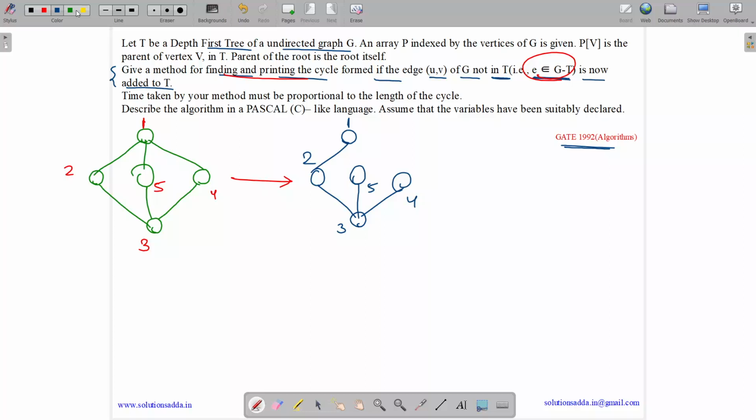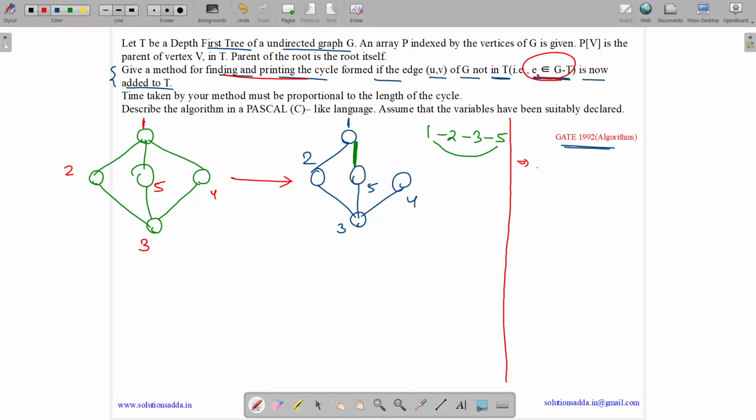Now if we add a new edge, let us suppose this edge is added, then we need to detect this cycle. Which cycle do we need to detect? 1, 2, 3, 5, 1. This cycle we need to detect by an algo. So how will the algo go? I will write the algo over here and demonstrate it to you on the left hand side. So what we will do?